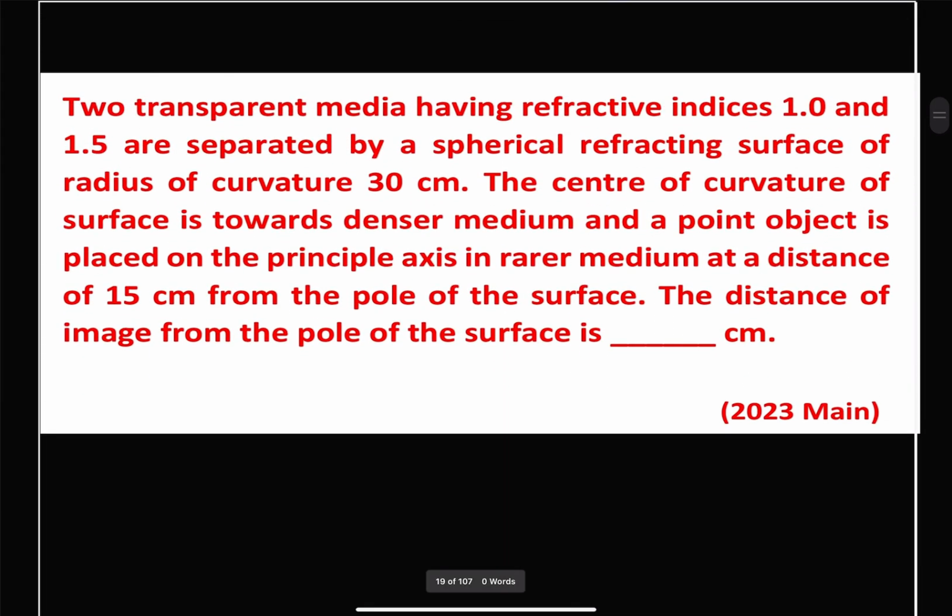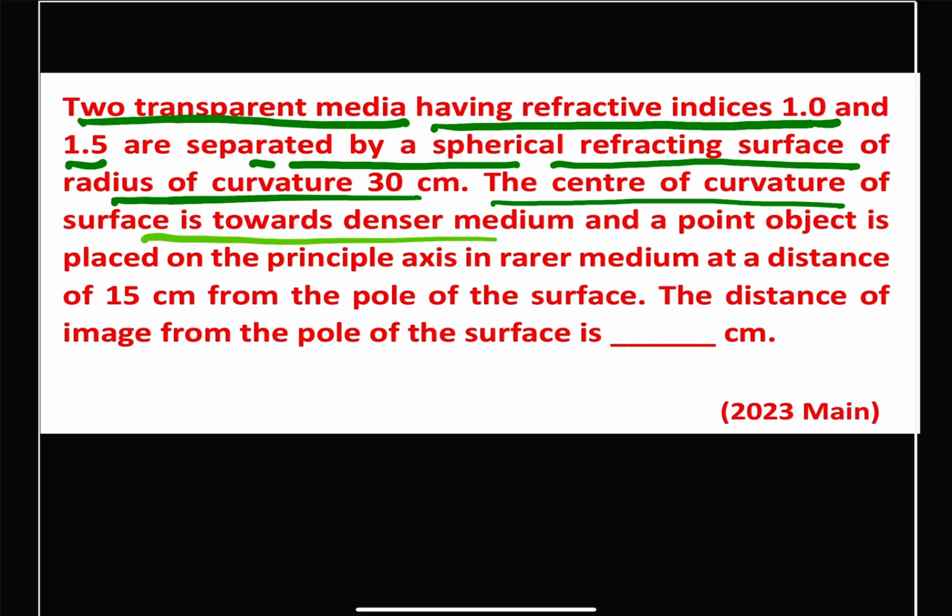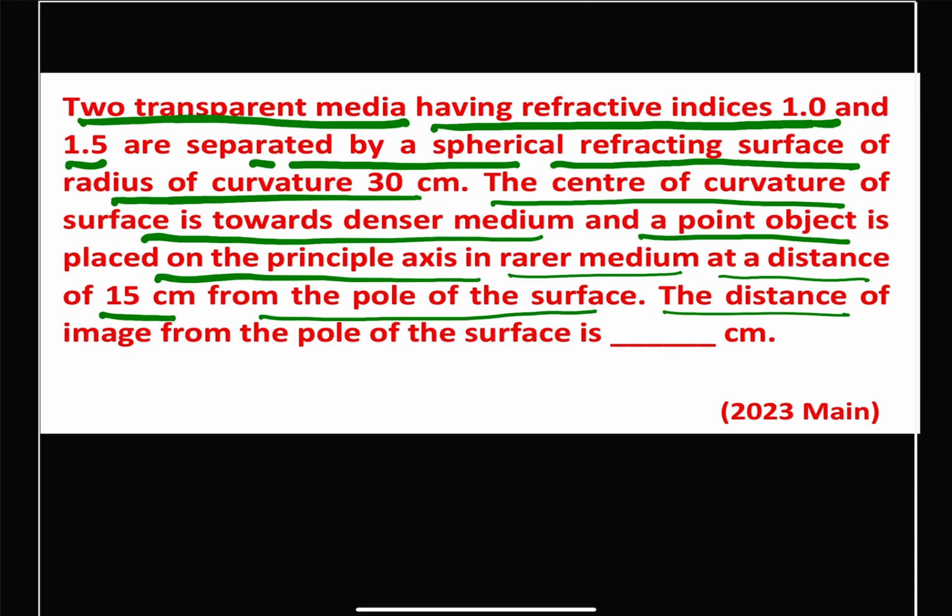Okay, we come to the next question. And it states that two transparent media having refractive indexes 1.0 and 1.5 are separated by a spherical refracting surface of radius of curvature 30 centimeter. The center of curvature of the surface is towards the denser medium, and a point object is placed on the principal axis in the rarer medium at a distance 15 centimeter from pole of the surface. The distance of the image from the pole of the surface is.